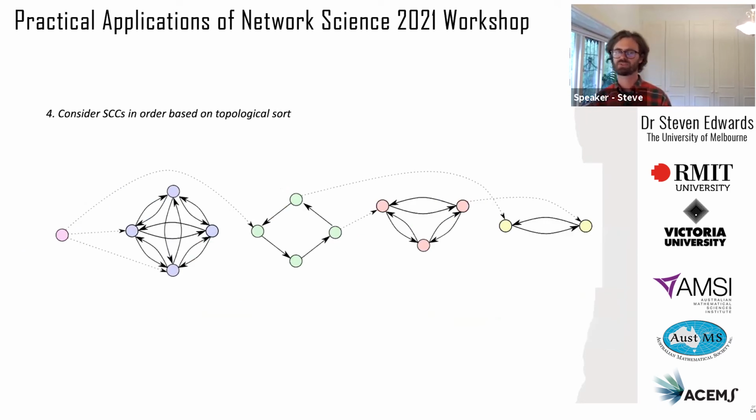And then you use this ordering to tell your algorithm what order it should look at the components. Essentially, going from left to right, consider this strongly connected component first, find the shortest distances, and then do the next one, and the next one. And in doing so, you never have to repeat any of the shortest path calculations.